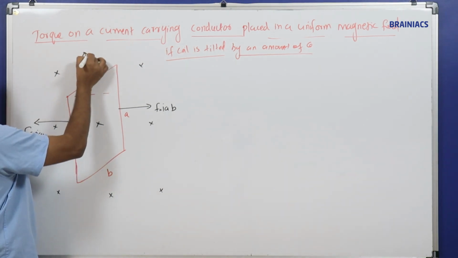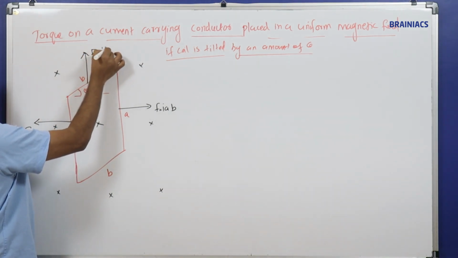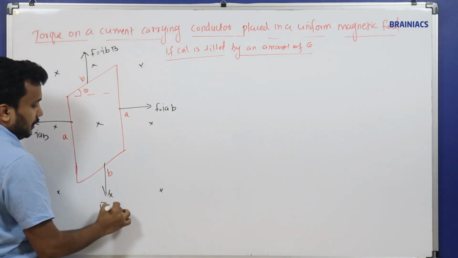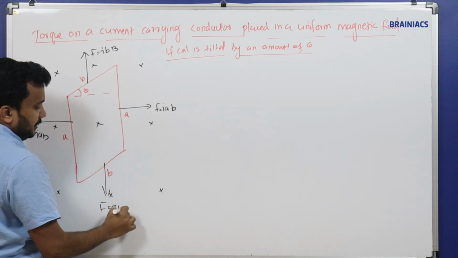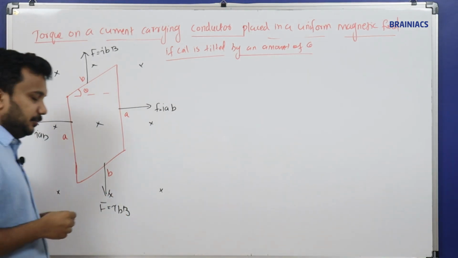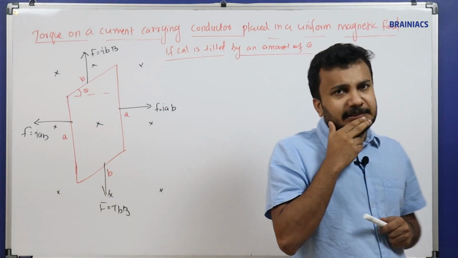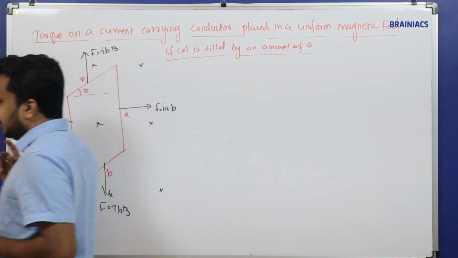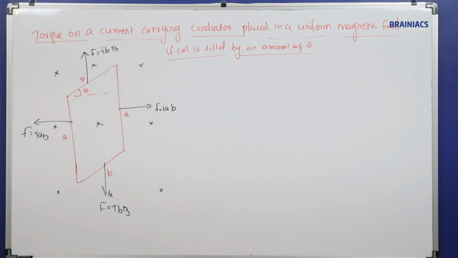Then there is one force, F is equal to IBB. Here also F is equal to I into length, which is BB. So what is the point here? What is the difference between the previous case and this case? The important thing is, if the coil is placed exactly, let me take a book up, so I'll show you how exactly it is coming.